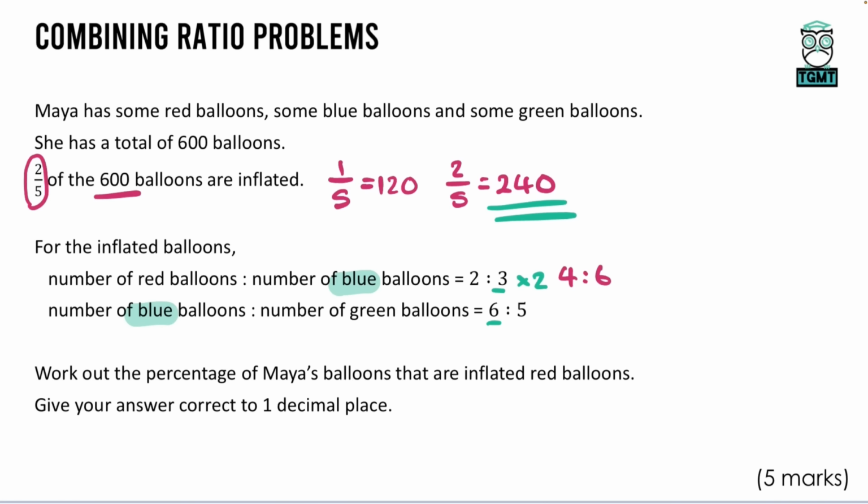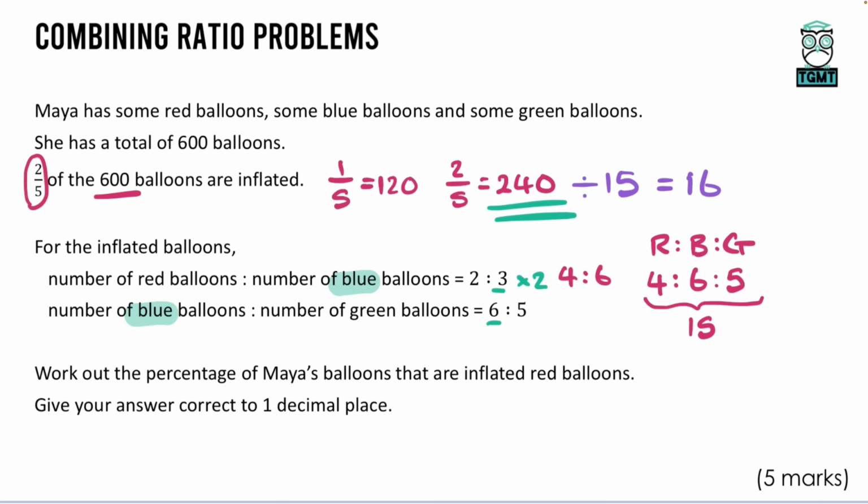So as a 3-part ratio, red, blue and green, we have 4 representing red, which we've just changed, 6 representing blue, which is now the same in both, and 5 representing green. So for these inflated balloons, we know that they are in the ratio 4, 6, 5, which is a total of 15. So we can find out how many of each colour there are. Like we would do with any normal ratio, we'll divide the total by the amount of parts. So 240 divided by 15, just doing that on my calculator, is 16 per part.